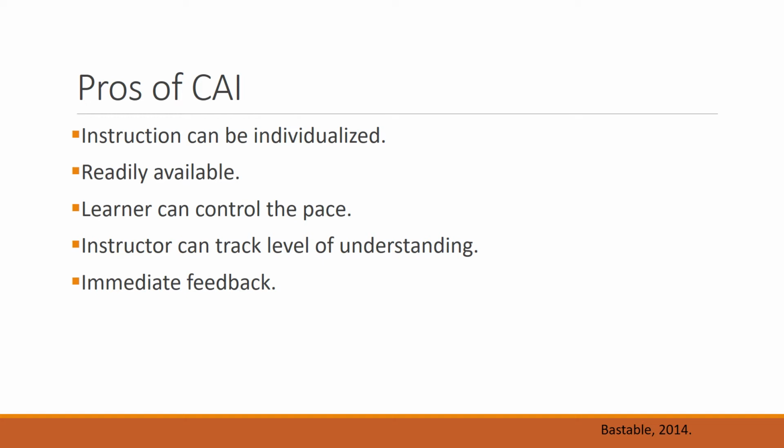This is different from a traditional learning setting where the teacher has a pretty set pace of how they go through the information, and if a student needs extra time to learn information, they would have to set up a time outside of class, whereas with CAI, it's all about how fast they need to know the information.